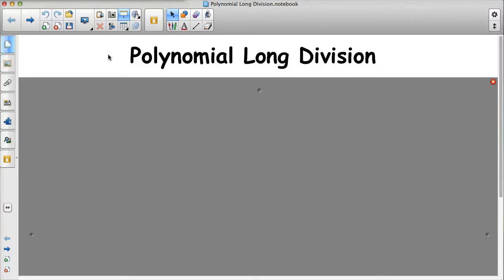This tutorial is on long division with polynomials. Long division with polynomials is not very much different from long division with regular numbers. And what I want to do is walk you through how to do that. Before we do it, however, I want to point out a few things that it's important that students understand.